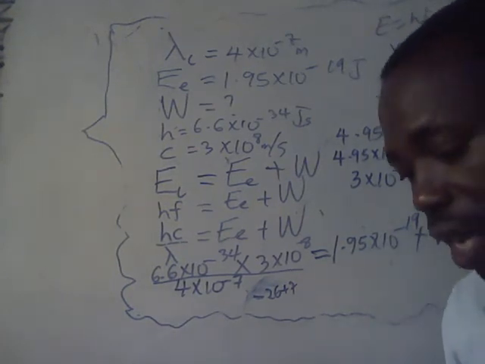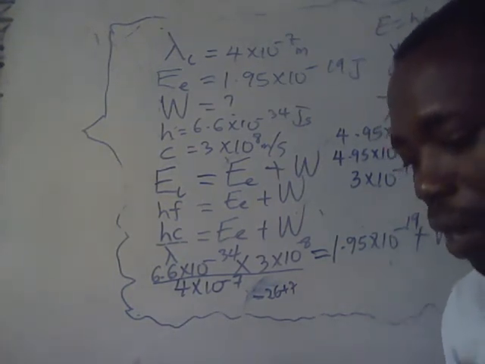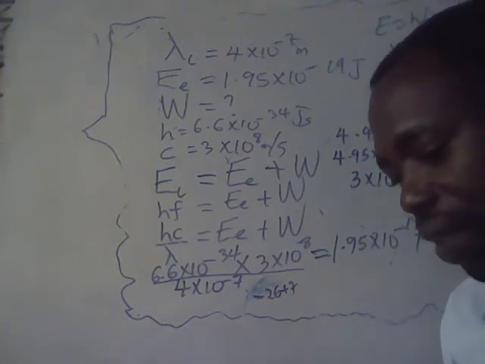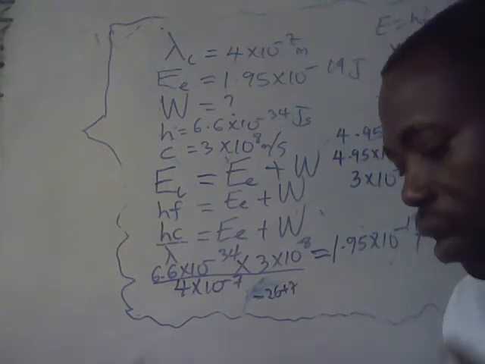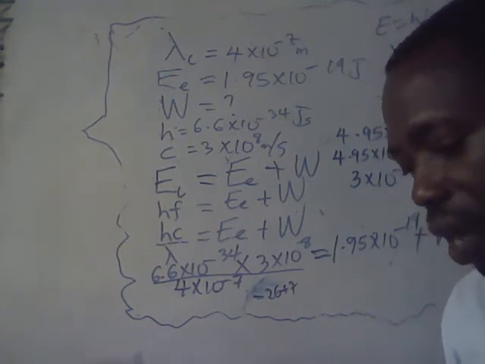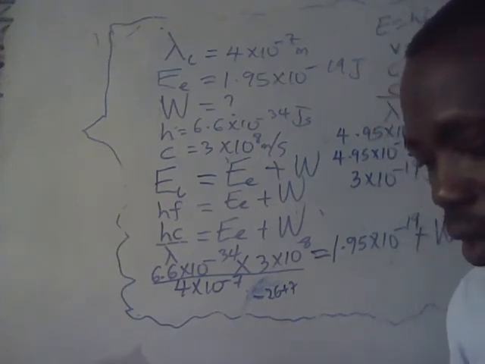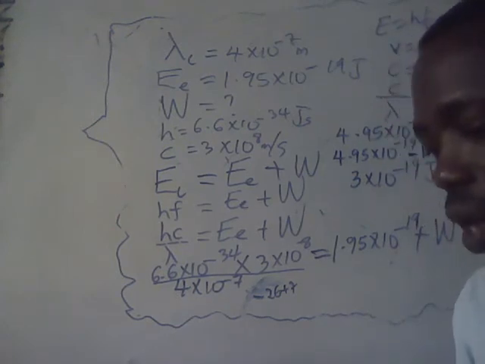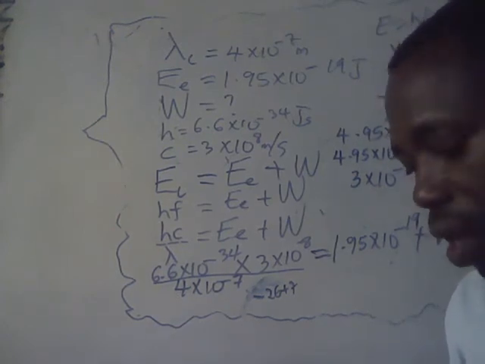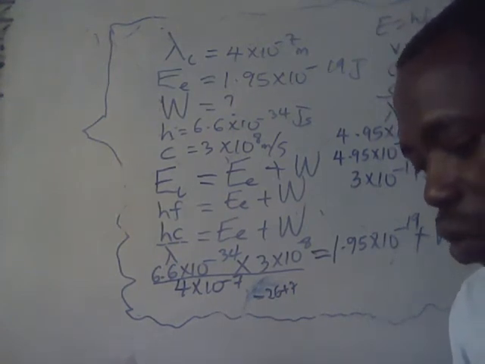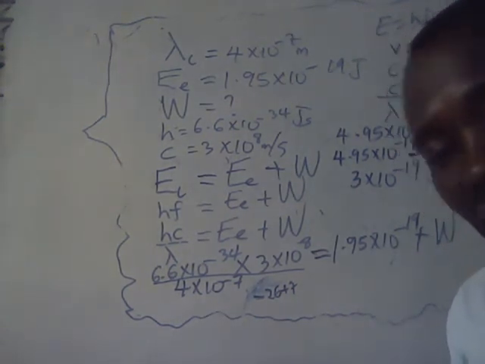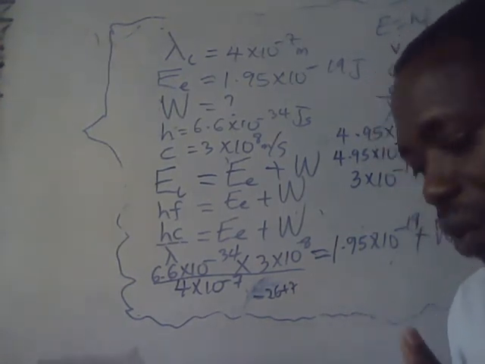Let me repeat the question again. Electrons are liberated when a metal is illuminated by light of wavelength 4.0 times 10 to the minus 7 meters. If the maximum energy of the emitted electrons is 1.95 times 10 to the minus 19 joules, calculate the work function of the metal, given Planck constant and speed of light in air. Options. Option A, 2.1 times 10 raised to the power minus 20. Option B, 3.0 times 10 to the minus 19 joules. That's our answer. Option B. Options C, D, E, they are wrong.